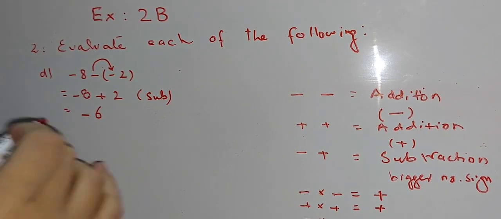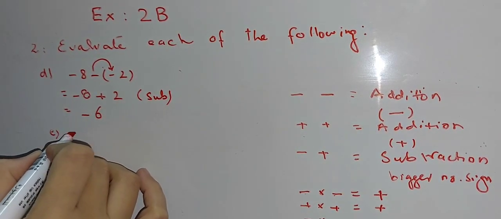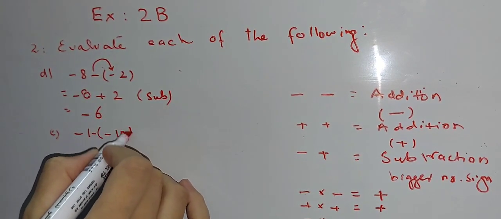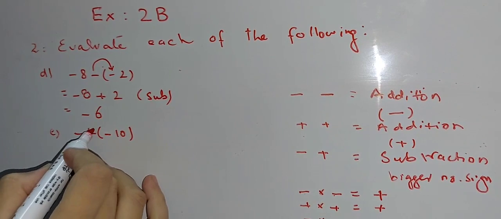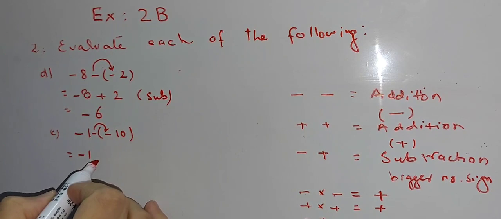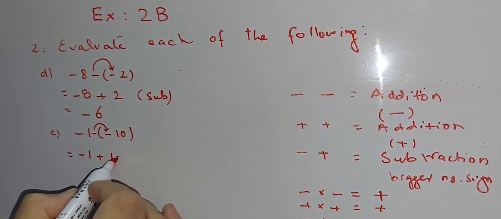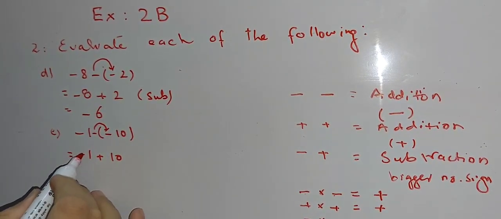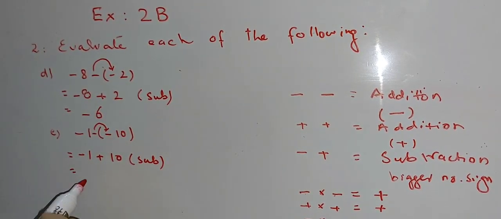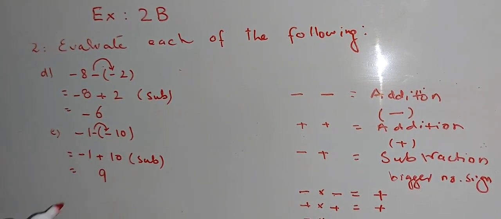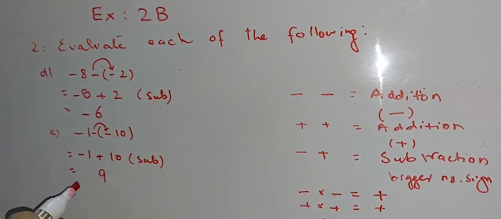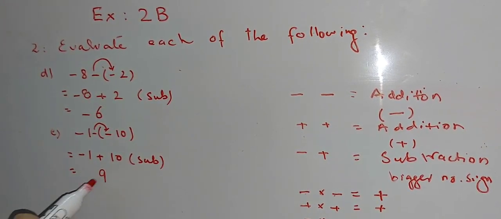Now part E is just like part D. Minus 1 minus bracket minus 10. First step will be what? We will open the bracket. Minus 1 we will write as it is. Minus multiplied with minus is plus, and then 10. Then minus plus, we are going for subtraction. 10 minus 1, 9. Now does the bigger number carry minus or plus? 10 is the bigger number. It is with plus sign, so the answer will be in plus. 9 is the answer.